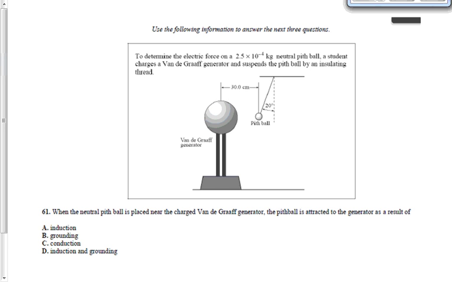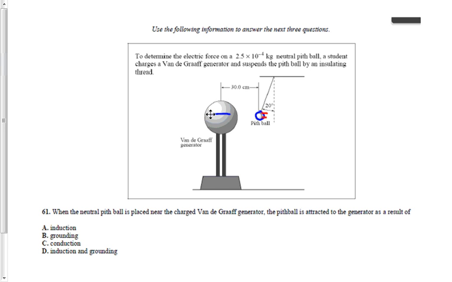Well, the Van de Graaff generator is going to be negatively charged. This is going to be neutral. It's attracted, right? We know that neutral is attracted to negative. Why is it attracted to negative? Because of a separation of charge, right? In the pith ball, the positives stay where they are, but the negatives are going to get pushed away as far away as they can.